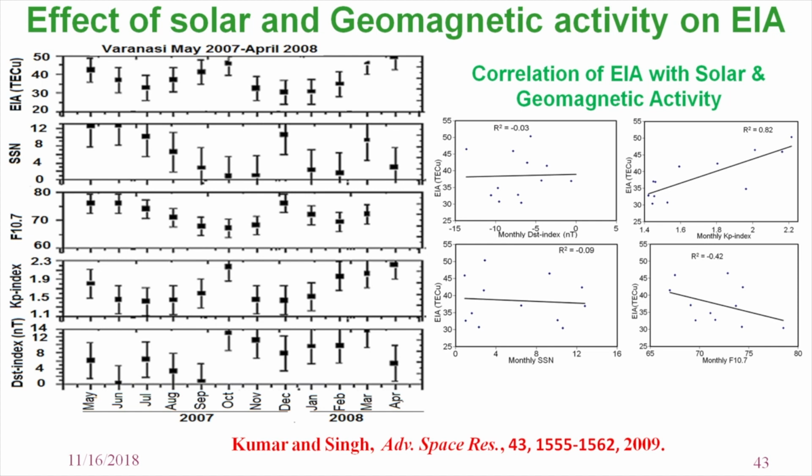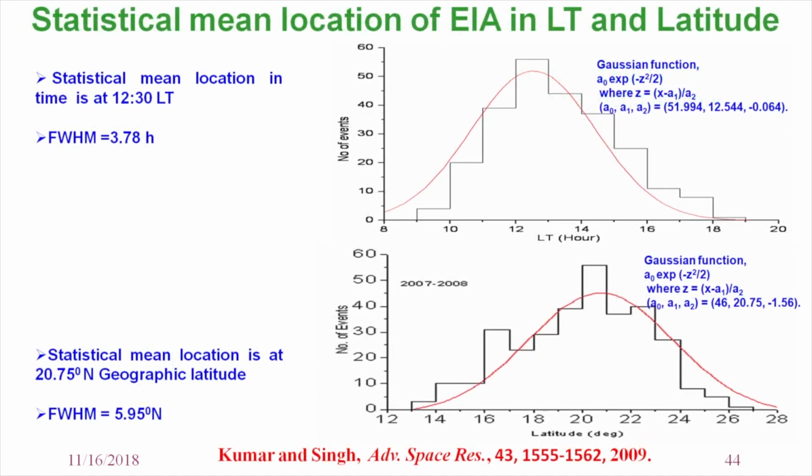The Kp index is the planetary index and Dst is the disturbance storm time index. The Dst index is used to find the correlation, and we found that there is a good correlation with solar activity, but for geomagnetic activity the correlation is not so fine. We also calculated the statistical mean location, and it has a Gaussian distribution. For this Gaussian distribution we give the full width at half maximum, and we found that this is a good correlation.